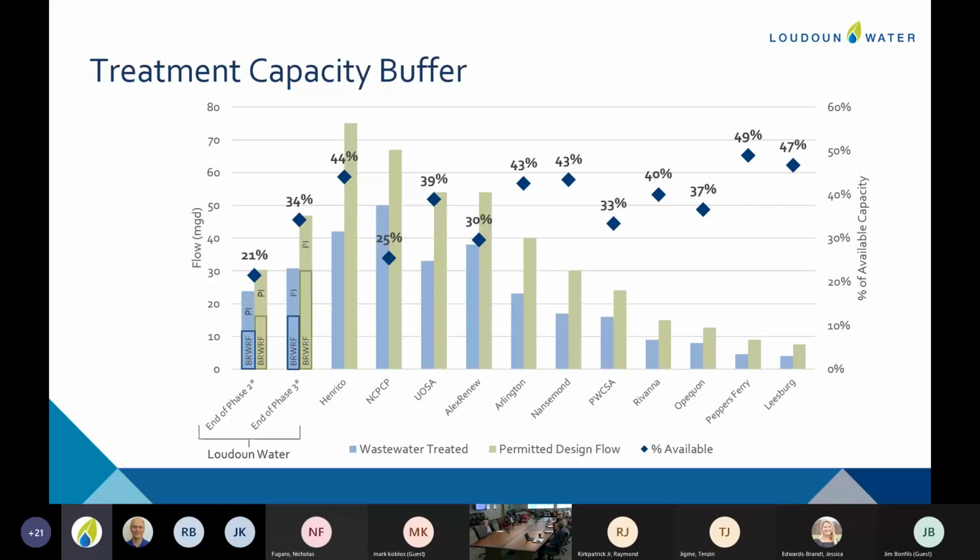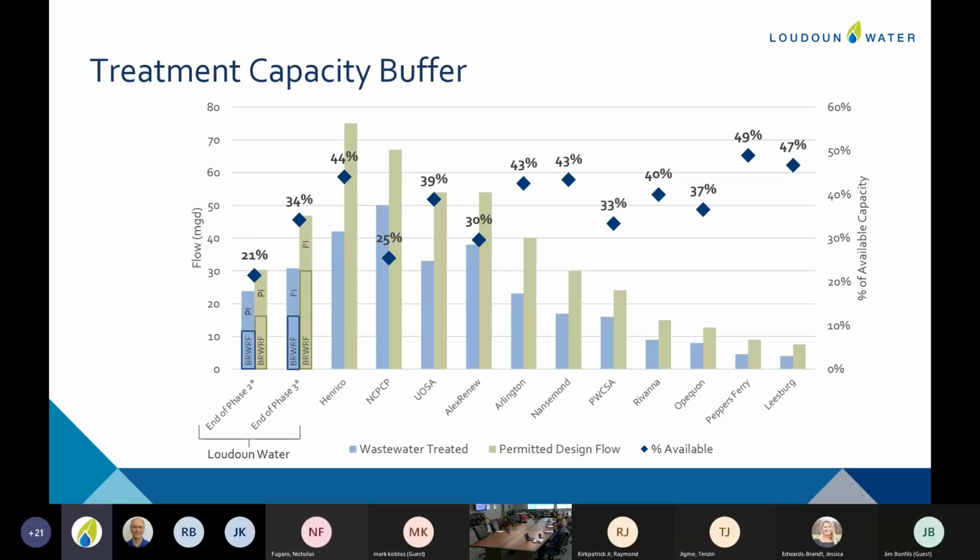Another important part of looking at the buffer is managing these uncertainties. Wastewater is tough, but Loudoun Water isn't the only one having to do that. So Hazen went through and gathered information for us from our peer utilities. I want to break down what we're looking at here. What we see in blue is, at the end of phase 2, if we take Broad Run and PI capacity, that's how much wastewater will be generated. The green is how much we can treat.